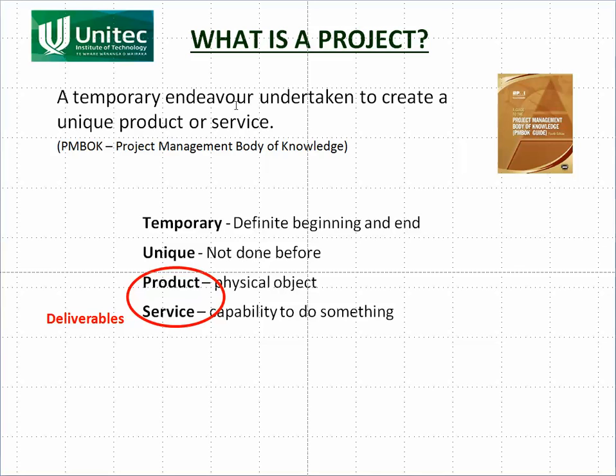Endeavour is something you do. Unique means it's never been done before. So all engineering projects, no one's ever built that particular structure in that particular place at that particular time. Product or service. A product is a physical object, so a road, a building, a pipeline, they are physical objects. A service is something you do for someone.